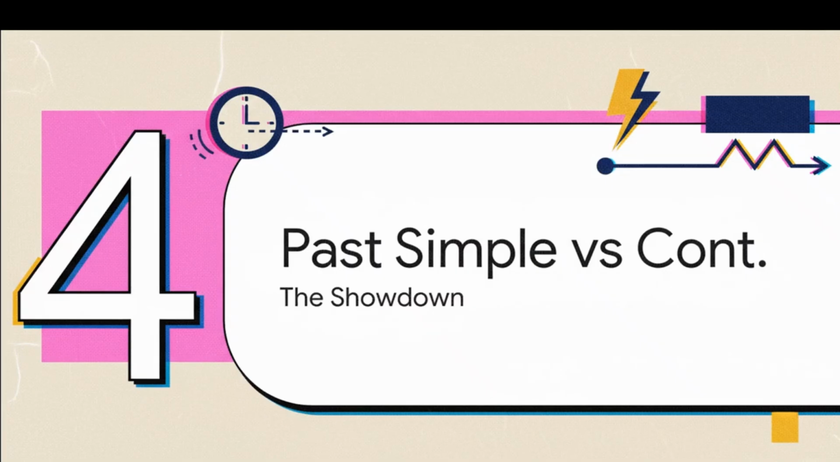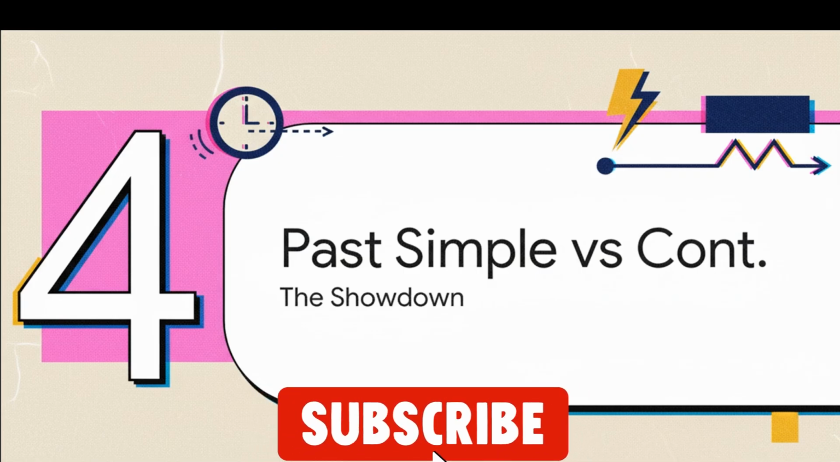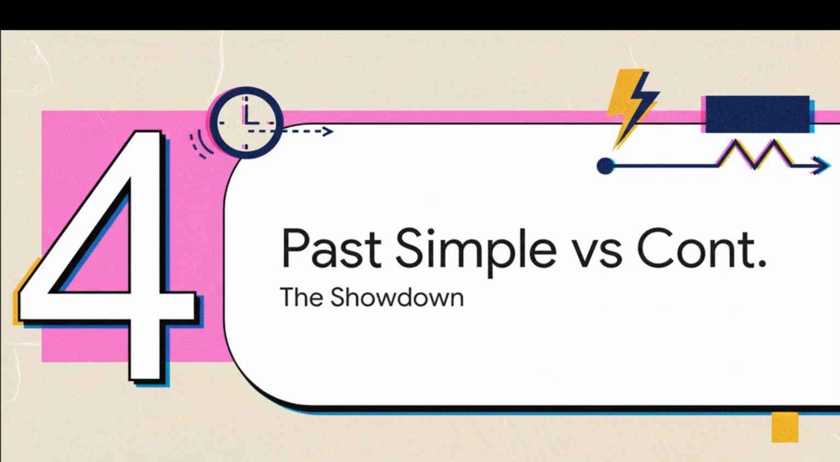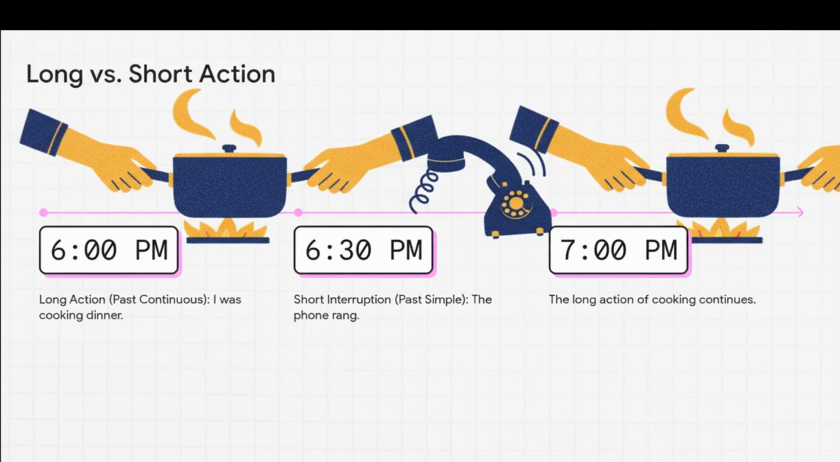All right, this is the main event. Past simple versus past continuous. Now, I know this is a super common point of confusion, but trust me, when you see it visually, the difference becomes crystal clear. Think of it just like this timeline here. I was cooking dinner is that long bar. It's the background action that stretches over a whole period of time. But the phone rang, that's just a single point on the timeline. It's a short, finished event that happened during that longer action. The long action is past continuous, the short interruption is past simple.